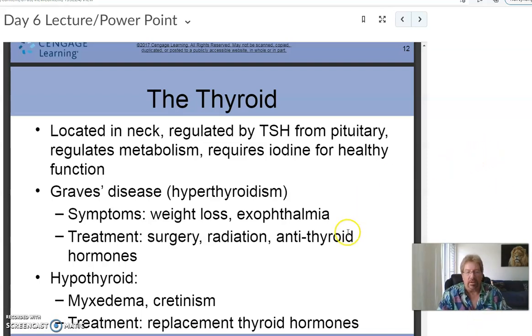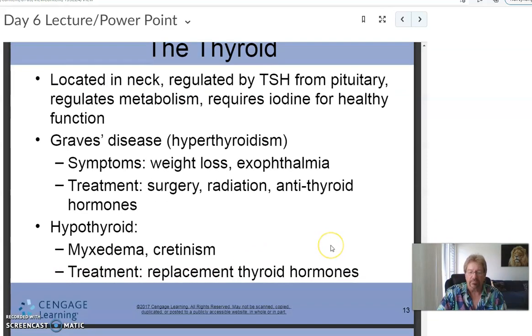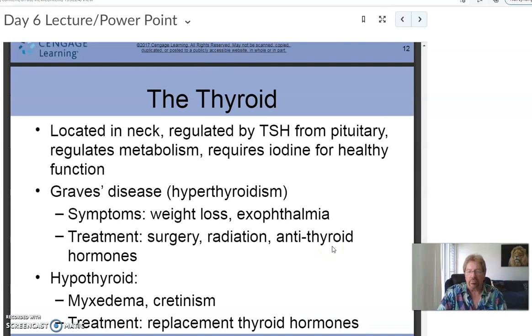Okay. Treatment: surgery, radiation, antithyroid medication. Hypothyroid means not enough T3 and T4. Myxedema is the classic disease associated with that, and in children, it can be called cretinism. Treatment: replace thyroid hormones, again T3 and T4, and also TSH.